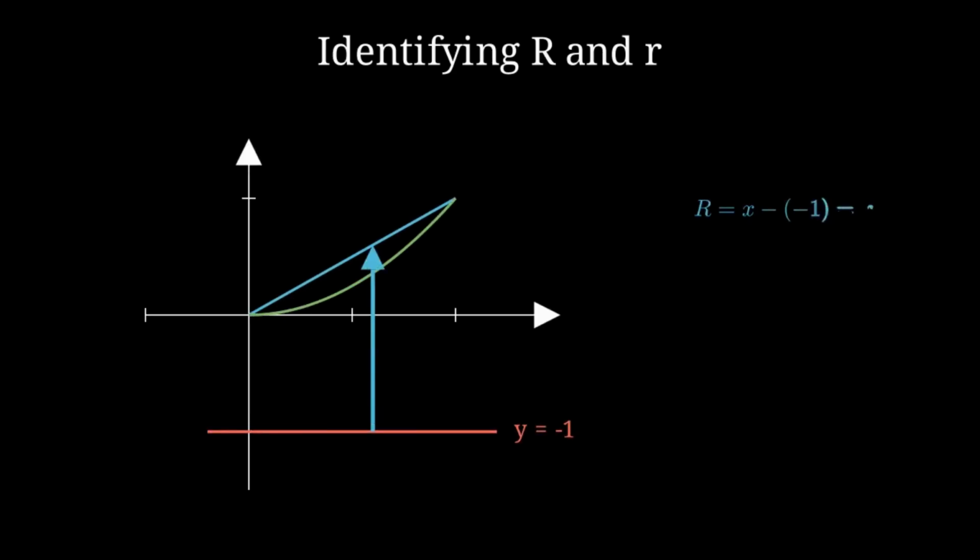The line y equals x is further from our axis, so it forms the outer radius, R. The distance is x minus -1, which simplifies to x plus 1. The parabola y equals x squared is closer, so the inner radius, r, is x squared plus 1. We plug these into our formula.